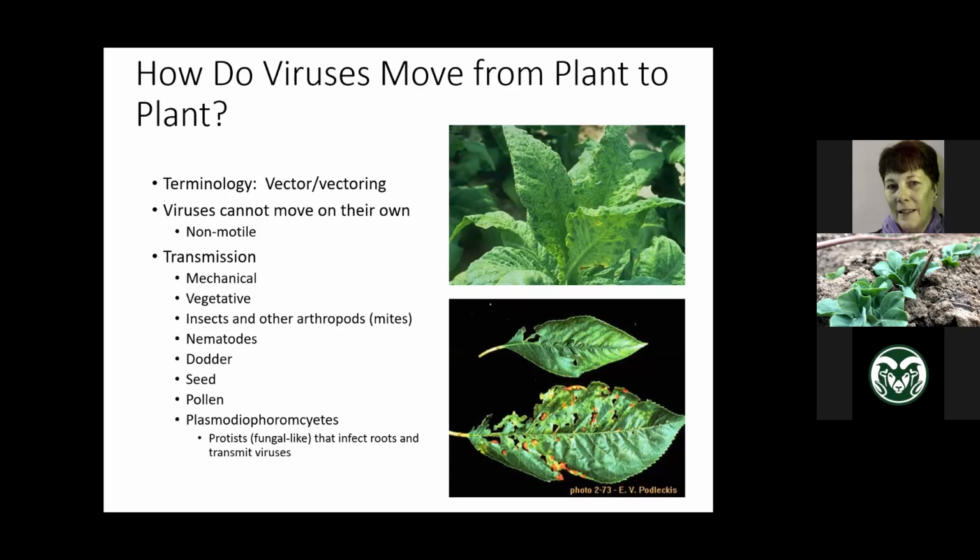I'm not going to talk about any of those specific types of vectoring because for the most part, they're very specific and usually associated with cropping situations or other things that we're not going to find in the landscape or the vegetable garden. So what we mostly talk about are mechanical and insect for the most part.